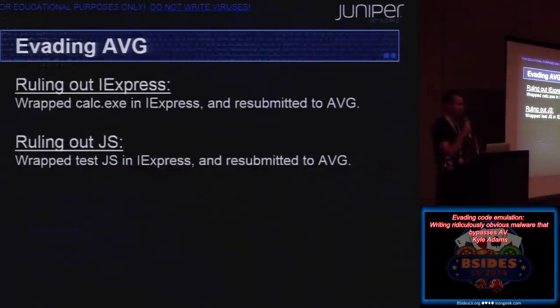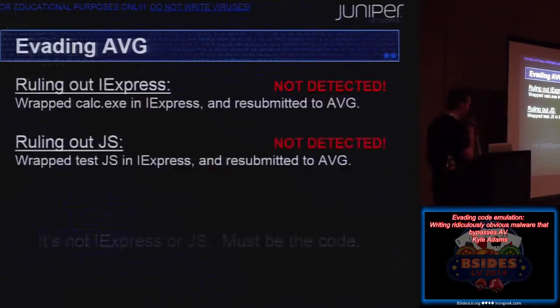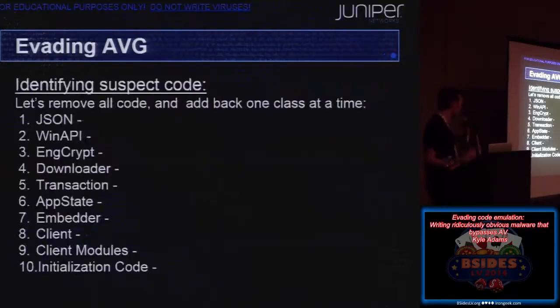So ruling out JS. The first thing I want to do is just make sure, if I pack a JS file with iExpress, does anything happen? Do I get detected just for that, even if the JS has nothing in it? And I don't get detected. So it's not iExpress, and it's not JavaScript. The next thing would be, that one was just wrapping calc, because we didn't know if JavaScript would be a problem. The next one is with JavaScript, and we don't detect that one either. So not iExpress, not JavaScript. It's something I did in the virus that caused AVG to detect me.